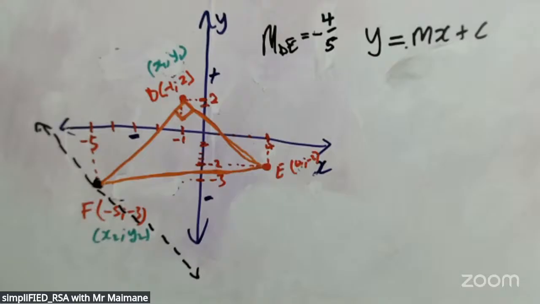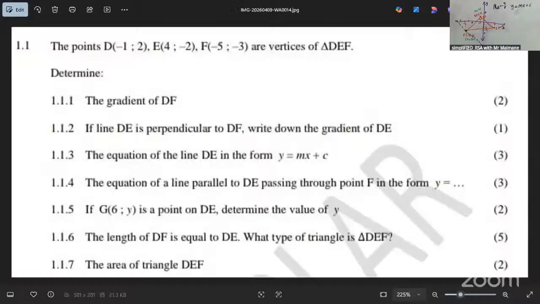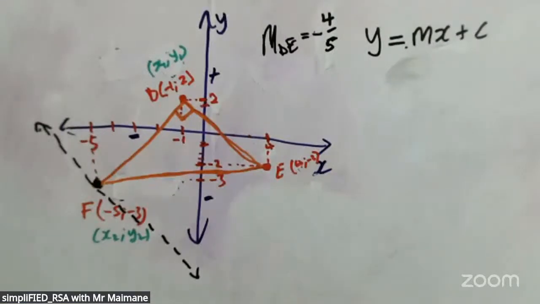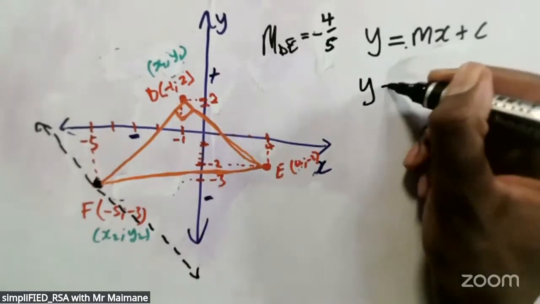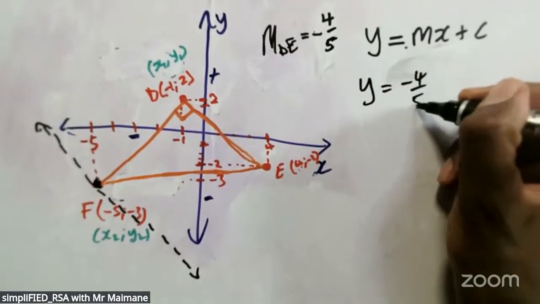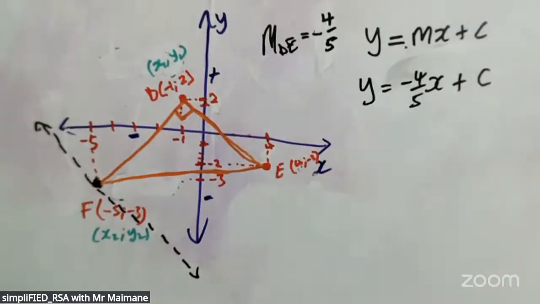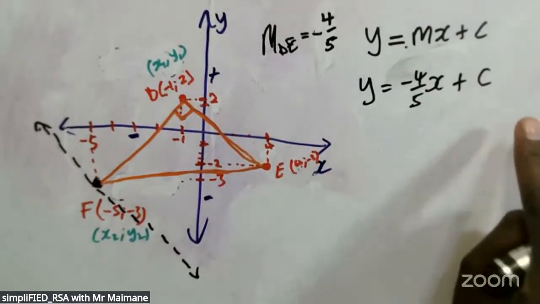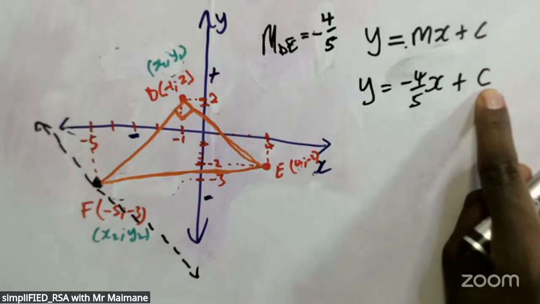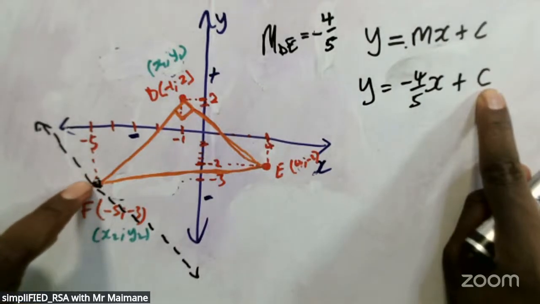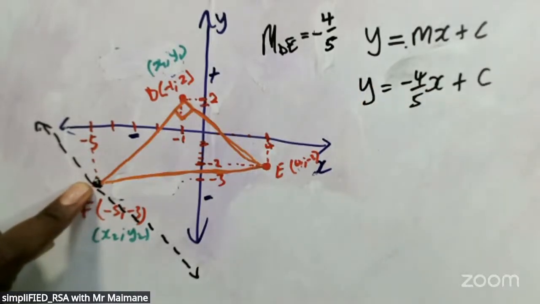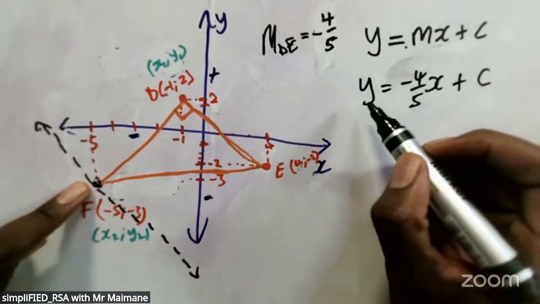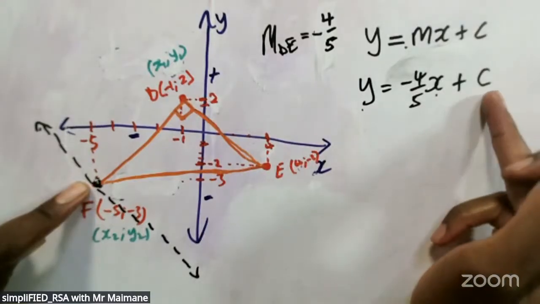As much as they didn't communicate it to us, the punchline they were trying to throw at us was what happens to the gradients when lines are parallel, without them really saying it. So now we are happy because we already have the gradient of this line, which is minus 4/5, that we're going to substitute there, plus c. And to find the value of c, we just need 1 point. And that point would be F because the line is passing through F.